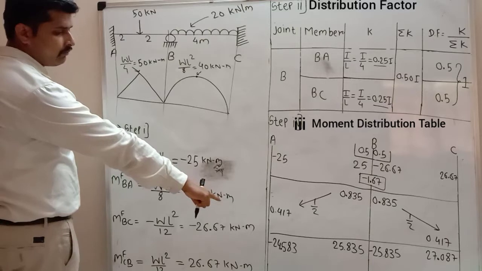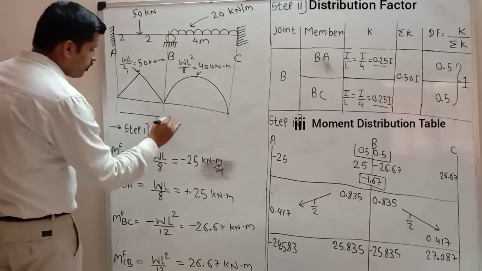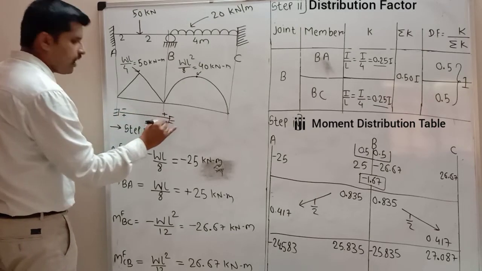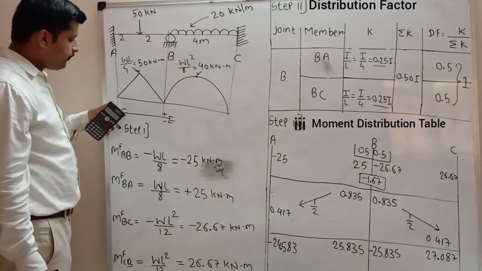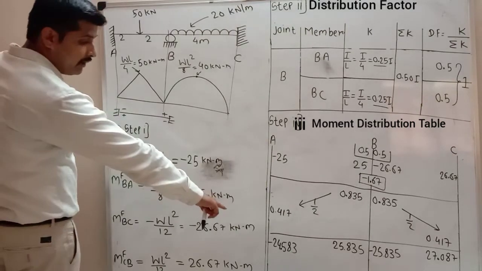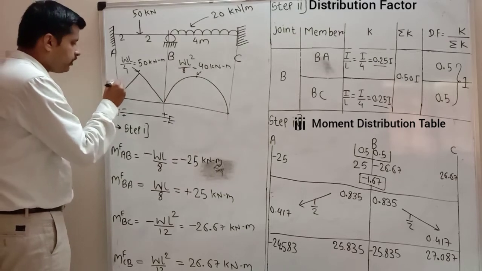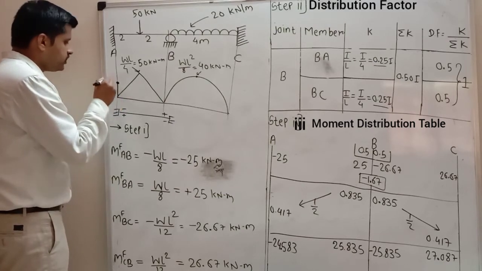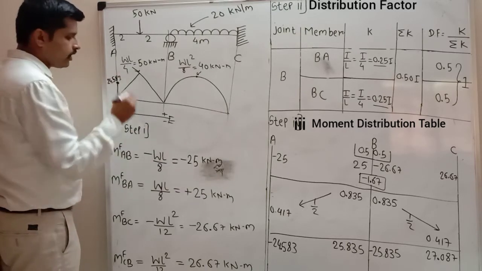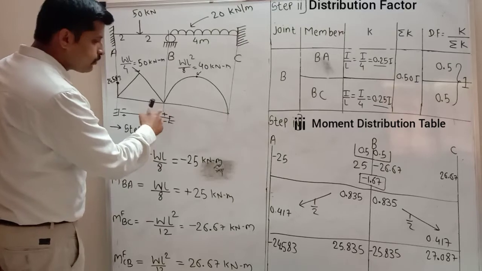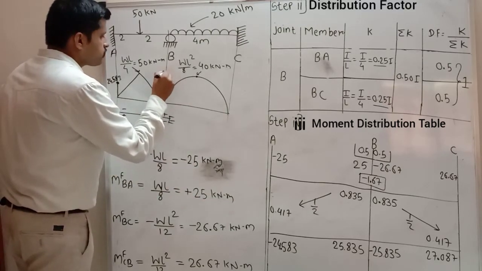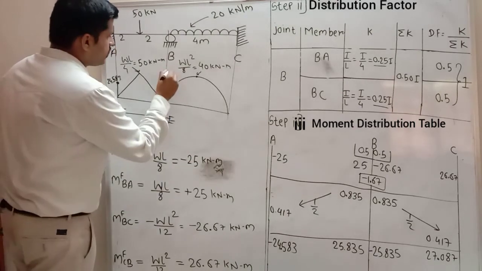Now, final end moments. Again, draw one diagram. Minus plus plus minus. For AB, if the value of AB is negative, we have to plot on the upper side. So AB is negative, I will plot it on the upper side, that is 24.583. For BA, if the value is positive, again on the upper side, yes, the value is positive. This is 25.835.